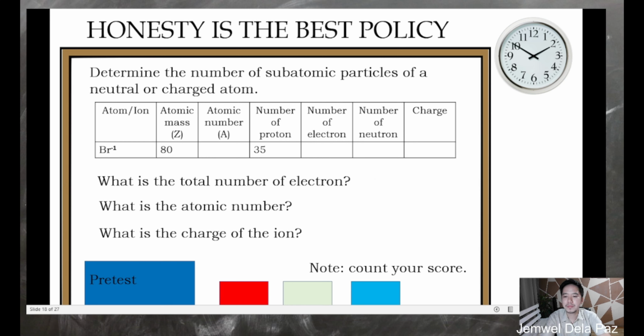Second example, bromine ion. Bromine ion has an atomic mass of 80 and 35 protons. What is the total number of electrons? The total number of electrons is 36. What is the atomic number?